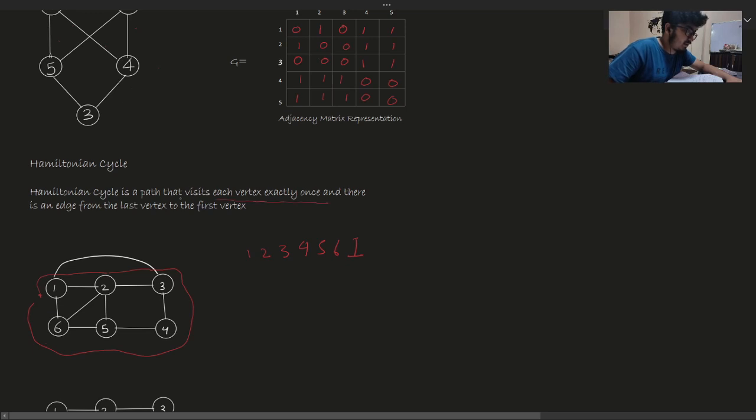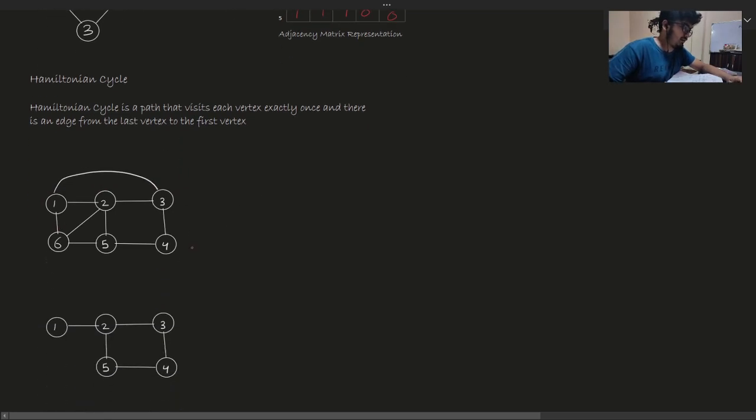Look, it visits each vertex exactly once, and there is an edge from the last vertex to the first vertex. What is the last vertex that is visited? 6, and there is an edge. You can clearly see that from here. So yes, in this graph we have a Hamiltonian cycle.